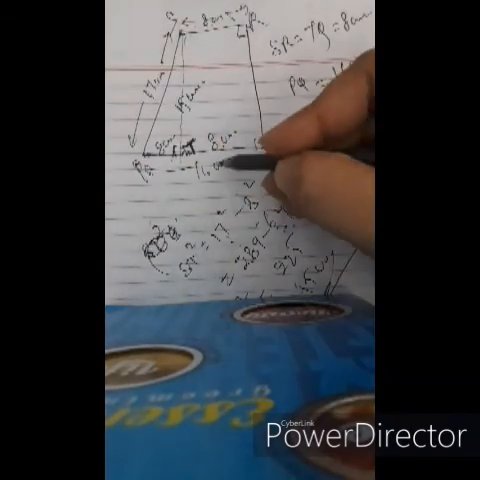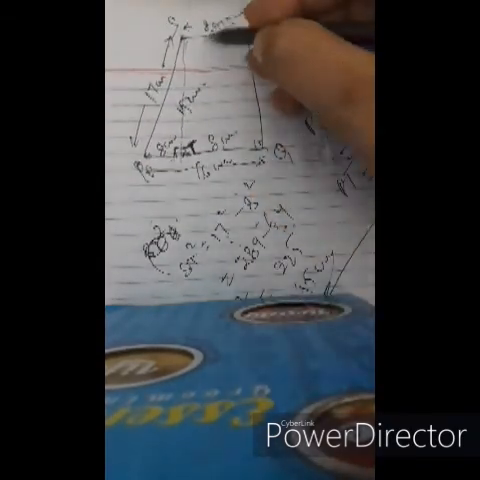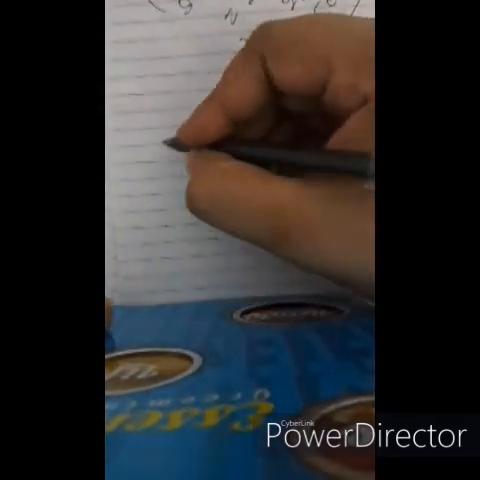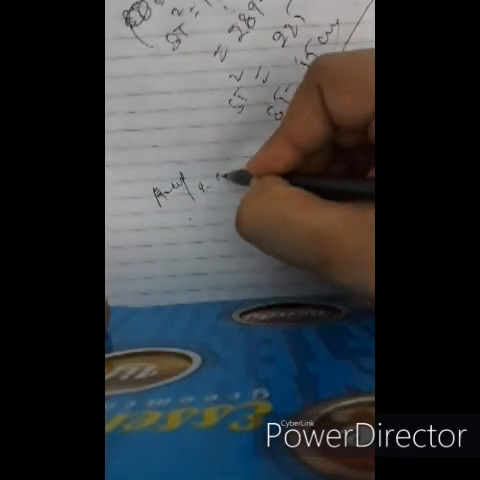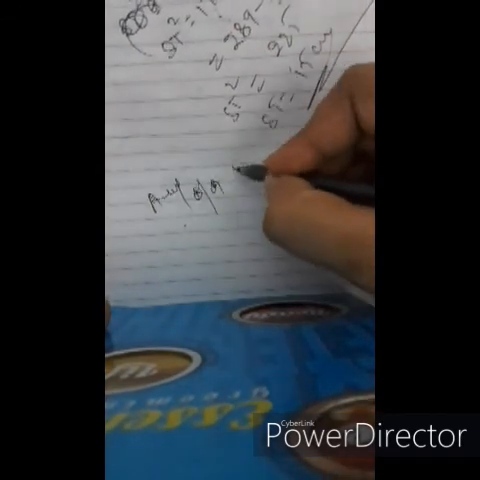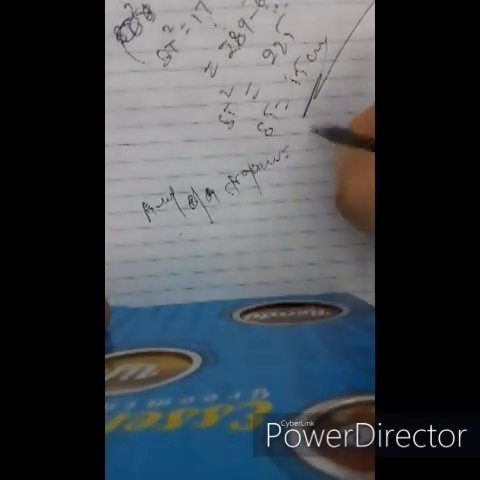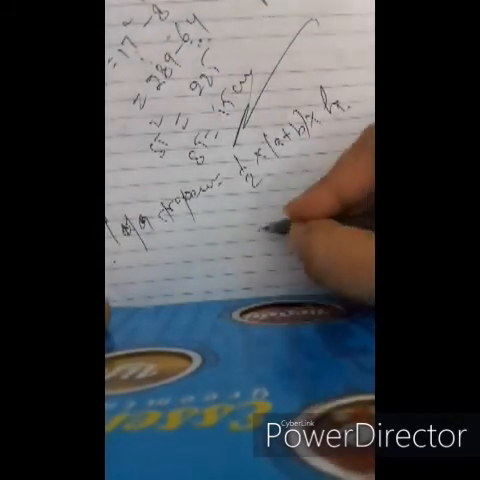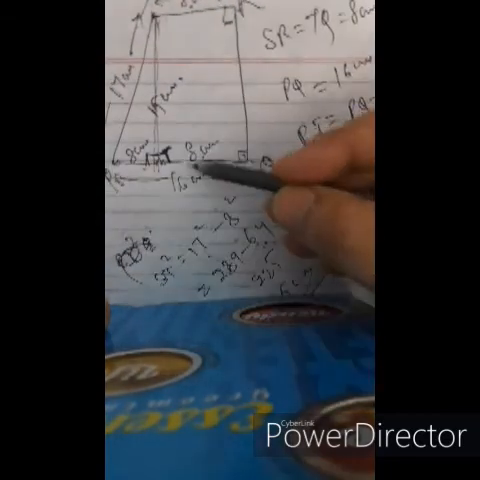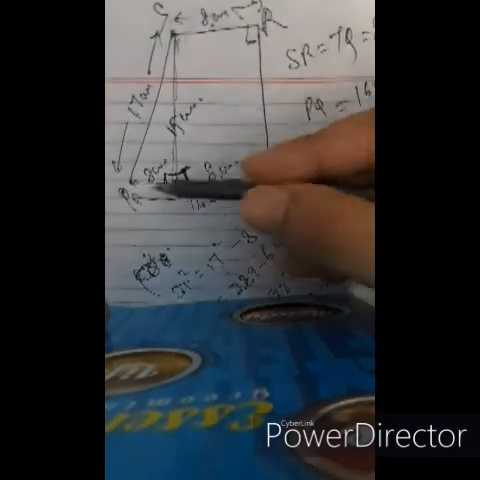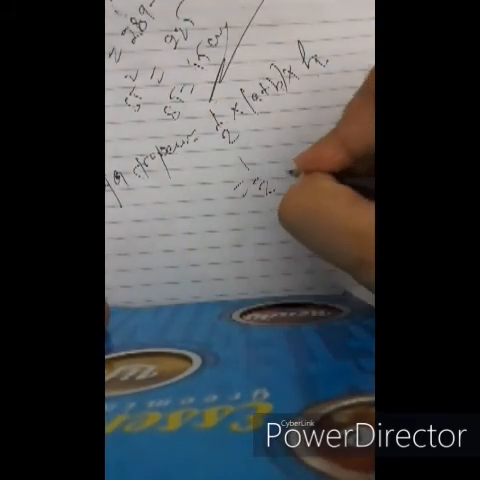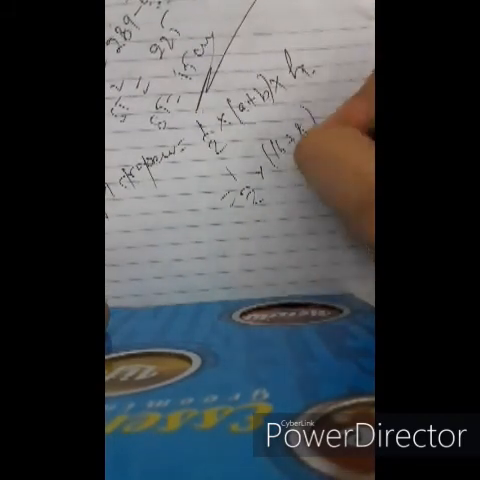Now we have the two parallel sides of the trapezium and the height, 15 centimeters. Now substituting directly, the area of a trapezium is equal to half into the sum of the two parallel sides into height. The two parallel sides PQ plus SR become 16 plus 8, so half into 16 plus 8, and the height becomes ST.